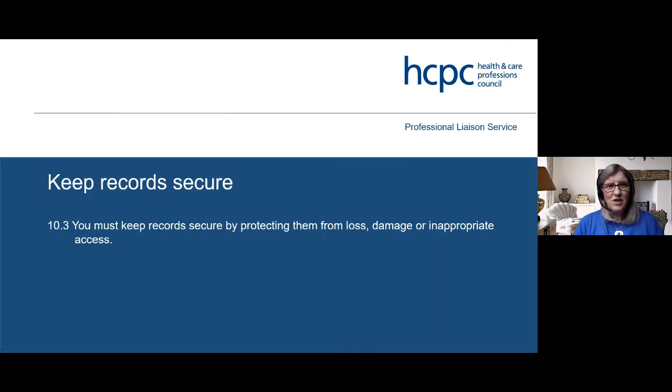So brilliant. We've looked at the importance of record keeping. And what I want to do now really is look at keeping records securely. This is really important because it's about protecting them from loss, damage or inappropriate access. So those three things are really, really important.